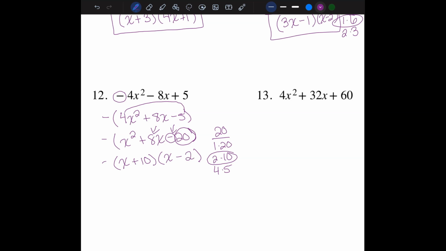Now again, I did the illegal move, so I'm going to divide both of these by 4. If they reduce, you should reduce them. 10 over 4 reduces to 5 over 2, and 2 over 4 reduces to 1/2. Now I can pull those numbers in front of the x, the ones that are left on the bottom. So I get 2x plus 5 and 2x minus 1.